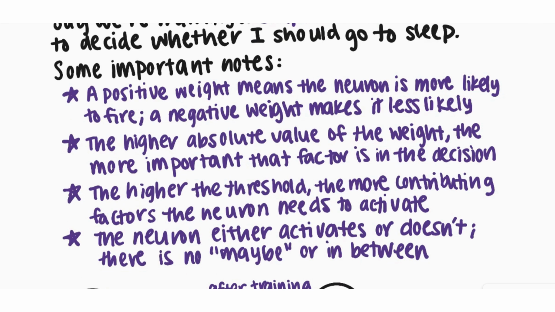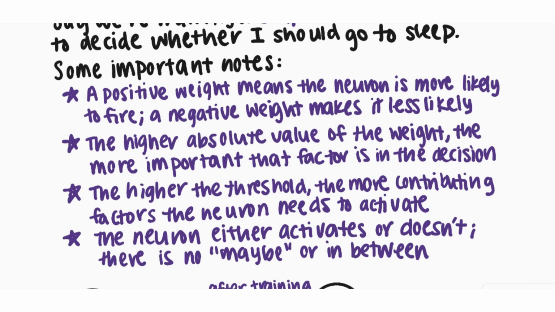And so a weight with, say, the number 100 or even -100 are much more important weights than a weight of 1 or -1. And the higher the threshold, the more contributing factors the neuron needs to activate. So again, I'm just making up numbers here so it's easier for you to understand. But let's say a neuron needs a threshold of 100 to activate. That means it's going to need a lot more contributing factors of positive numbers from the neurons behind it in order to meet that threshold. Whereas a neuron with a threshold of, say, 1 is much more likely to activate since it needs less contributing factors. And also, the neuron either activates or it doesn't.